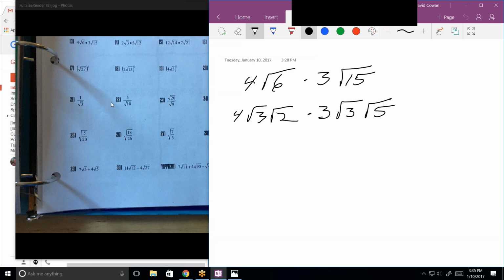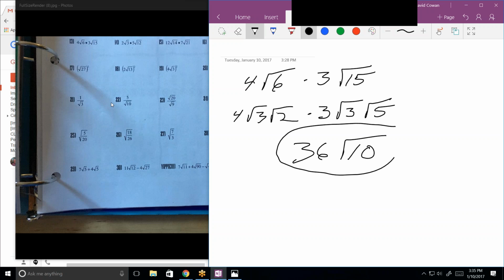In other words, I have 4 times 3, square root of 3 times square root of 3 is 3. So I have 4 times 3, which is 12, times 3, which is 36. And then I have square root of 10, which is the square root of 2 times square root of 5. So that's definitely simpler than I originally had. Although, let's go back and look at the way I did it originally.